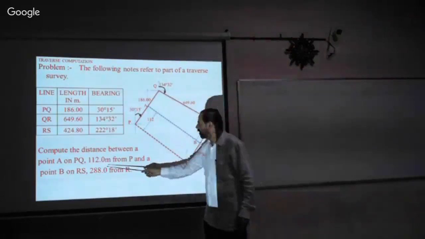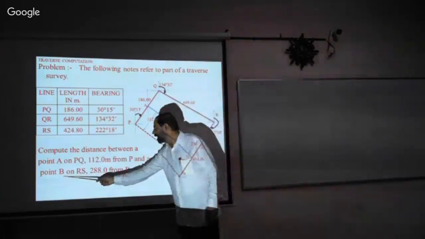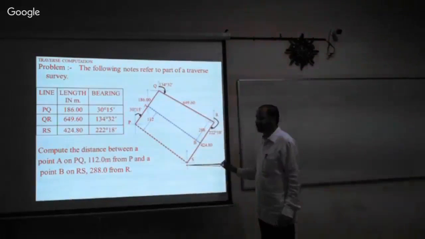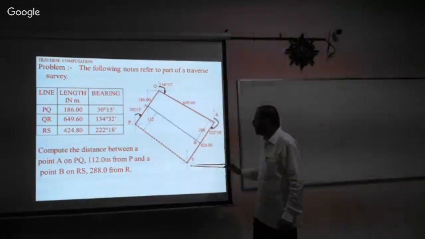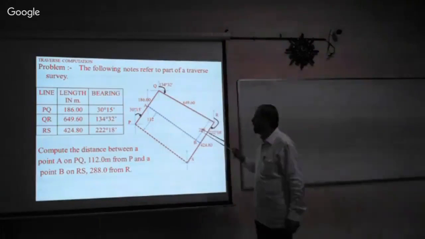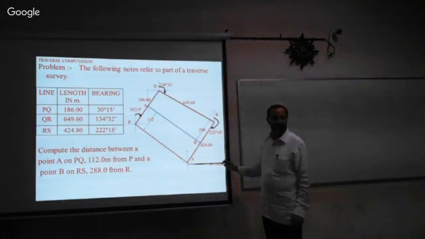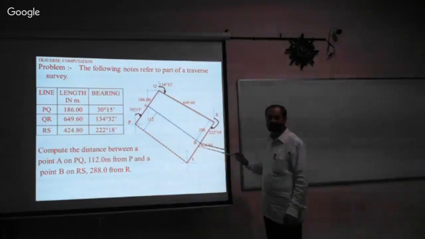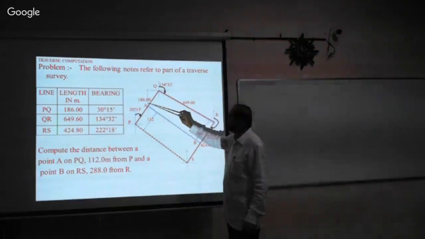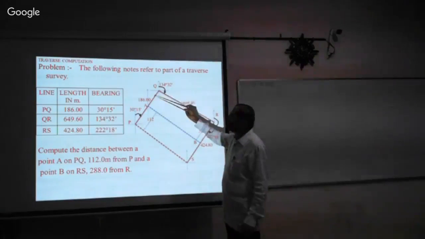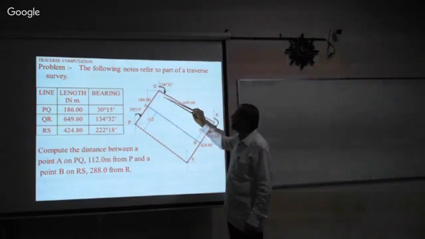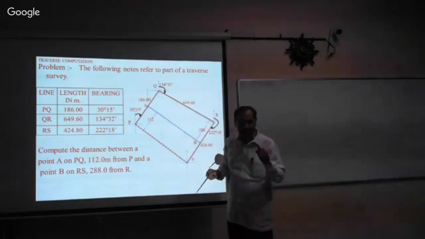Then similarly, point B on RS is at a distance of 288 meters from R. It is given data. Now this is 288 meters, and this is 112 meters. That is 186 minus 112 meters. Therefore, we can calculate this length. This can be calculated. Now the closed traverse is.